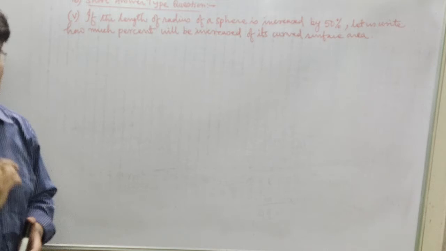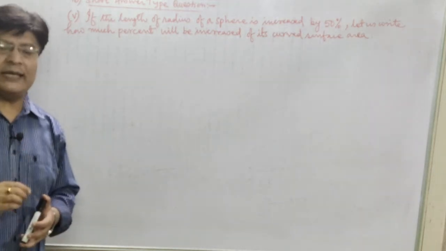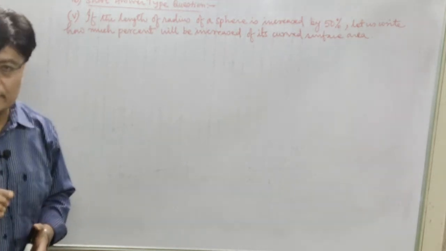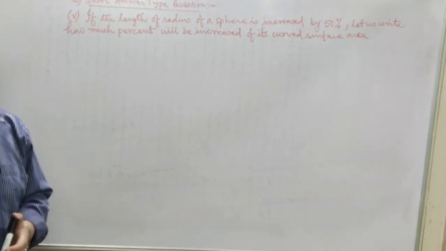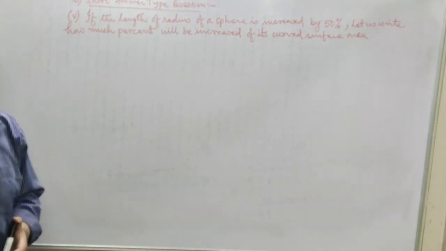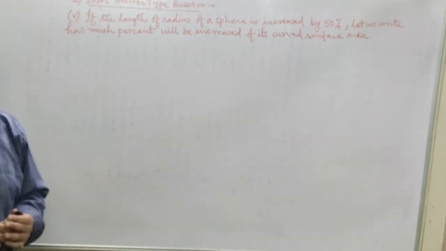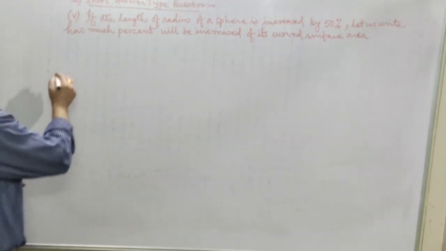If the length of the radius of a sphere is increased by 50%, then by how much percent will its curved surface area increase? So you have to find it. Okay? So let us do the solution now.